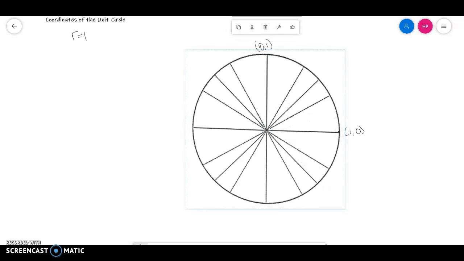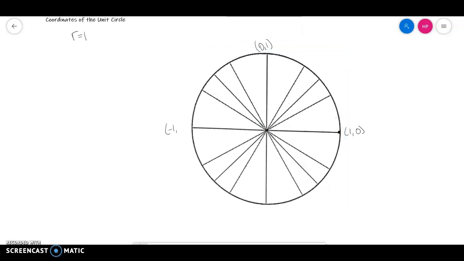would be -1, 0, and down below would be 0, -1. So those are obviously the easier ones. The other values come from special right triangles. And so if we recognize that our coordinates are the cosine of the angle, comma, the sine of the angle, so that's essentially my XY coordinate.